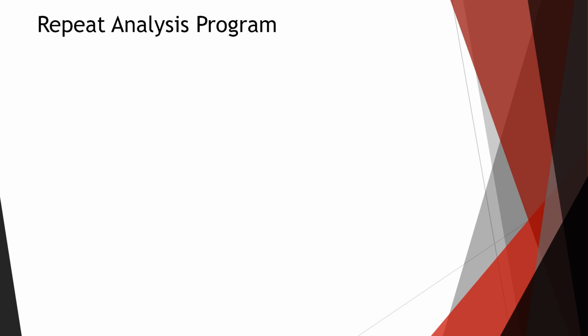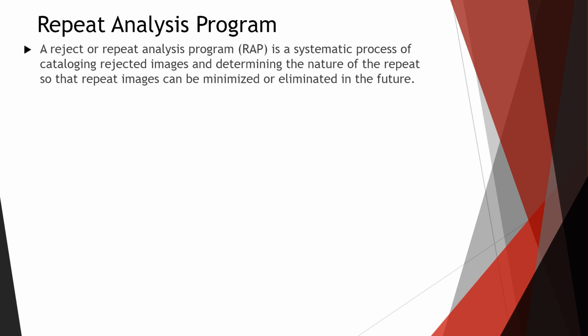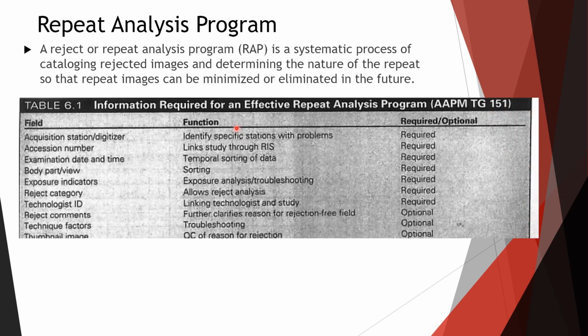Now we'll talk about the repeat analysis program. A reject or repeat analysis program, which can be called RAP, is a systematic process of cataloging rejected images and determining the nature of the repeat so that the repeat images can be minimized or eliminated in the future. So it's just a process of figuring out why we're rejecting and repeating images.